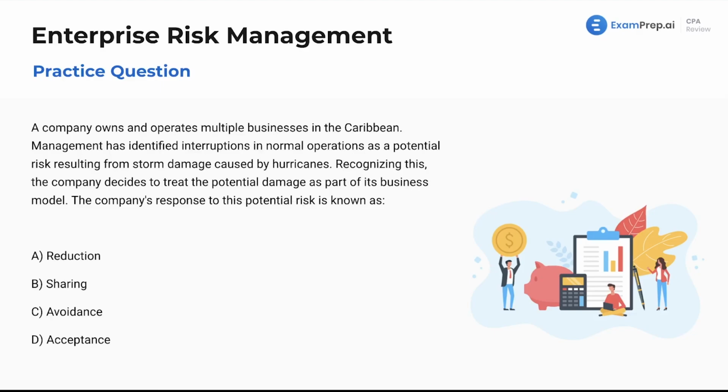Good question. Well, we have our 4 approaches to risk. Do we reduce it? Do we share it? Do we avoid it? Do we accept it? Let's revisit these points that you've seen in the lecture.